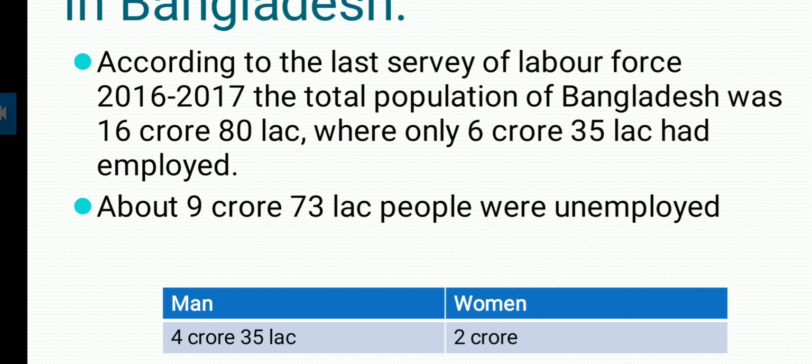If we are able to ensure the working opportunity of these 4 crore or some more people, then our population will be considered human resource or manpower.